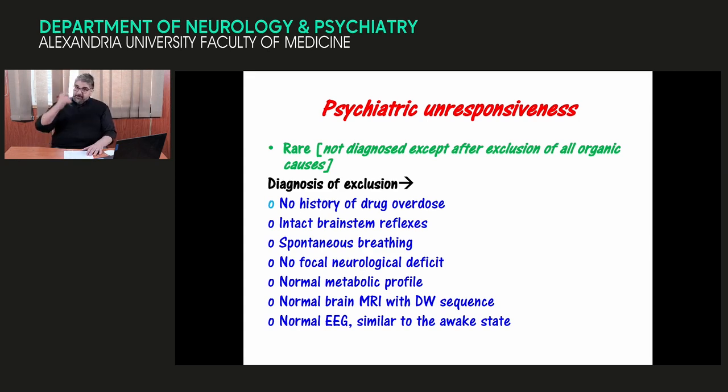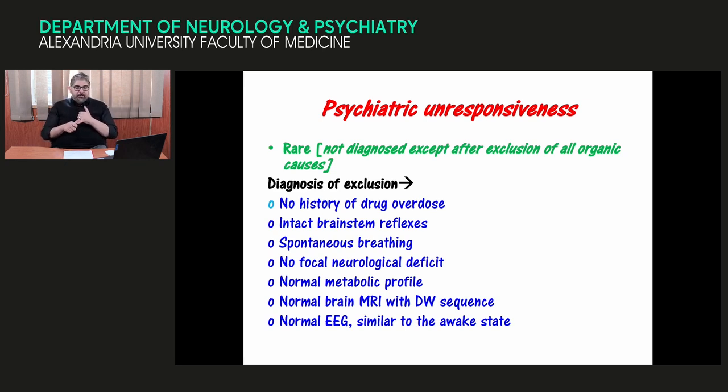The last one, and I repeat again that it is not one of the most important points to be differentiated from coma. We are not jumping to diagnose what is called psychiatric unresponsiveness unless we exhaust ourselves by looking for the other causes of coma, the other metabolic as well as the structural causes of coma first, and then if all are excluded, start to think of psychiatric unresponsiveness. Actually, it is a diagnosis of exclusion. It is not diagnosed except after excluding all the organic causes.